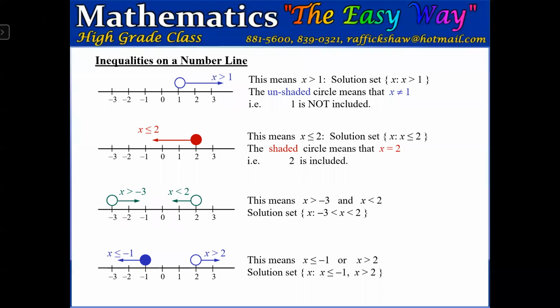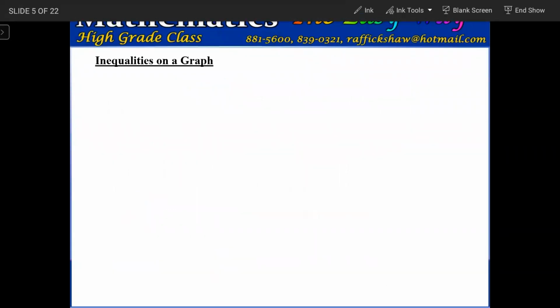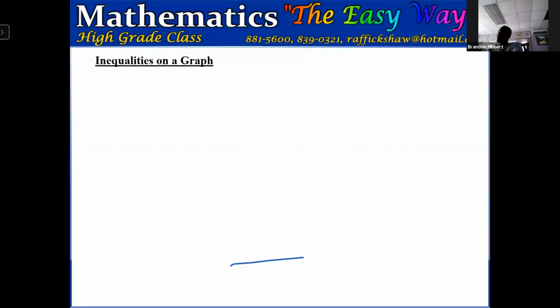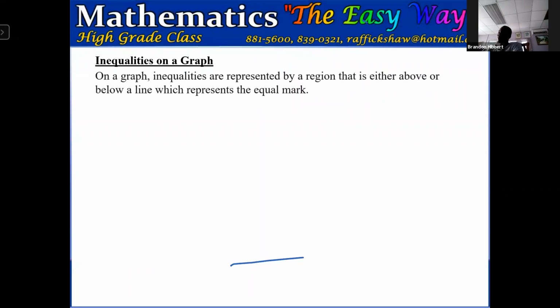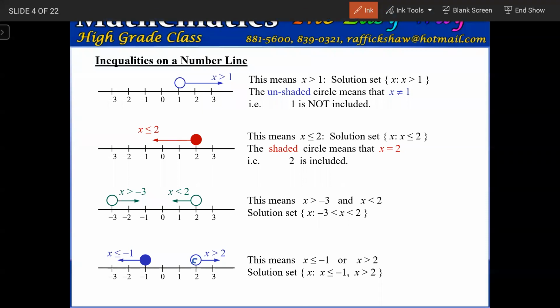It could have been that this was shaded, for example. I'm hoping that's what you're asking me. Let's see. Could have gotten one where this is shaded as well. And they put the equal on this. See that? So you can get any combination.